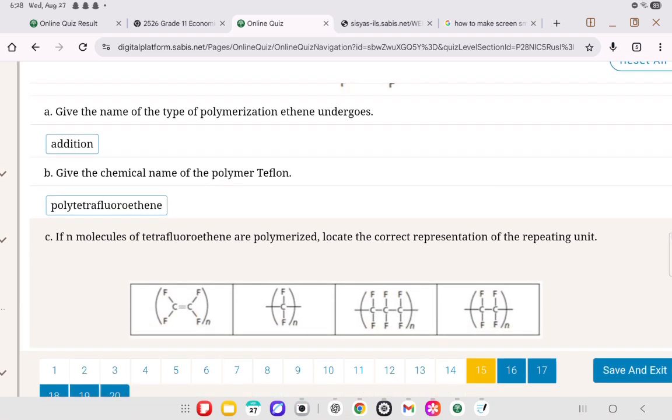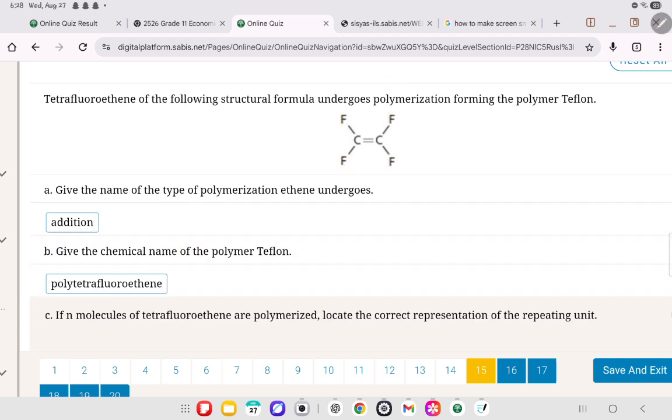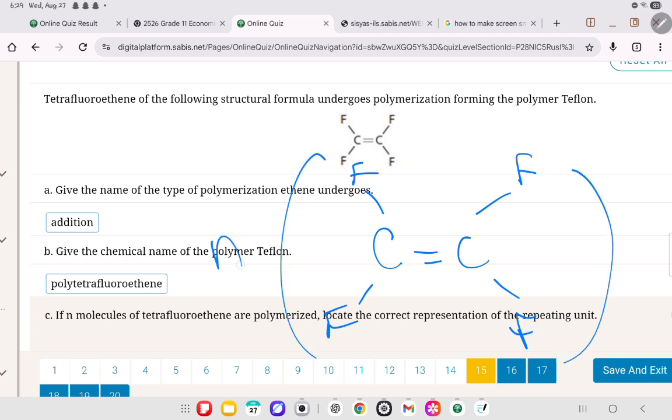If n molecules of tetrafluoroethene are polymerized, locate the correct representation of the repeating unit. Okay, so here comes the part where we need to remember what we did before. We have C double bond C, F, F, F, and F. This is the monomer. We need to change it into the polymer. So in order for us to change it from the monomer into the polymer, we will need to break the double bond. Once we break the double bond, right? It's going to come here and here, okay?